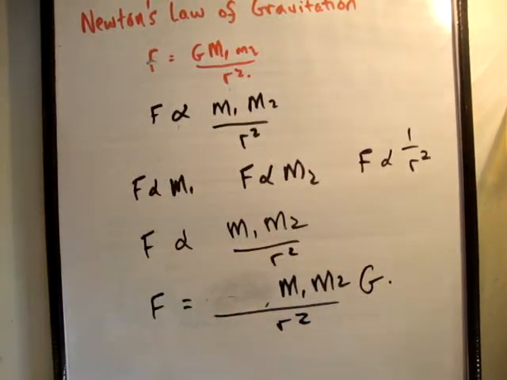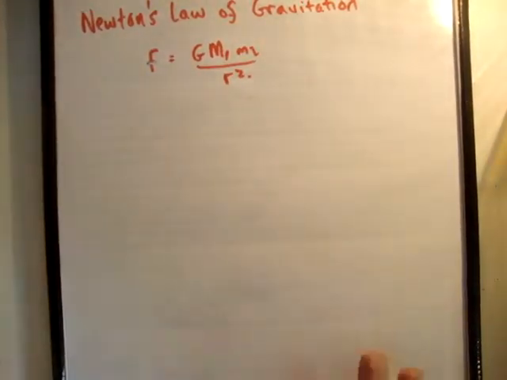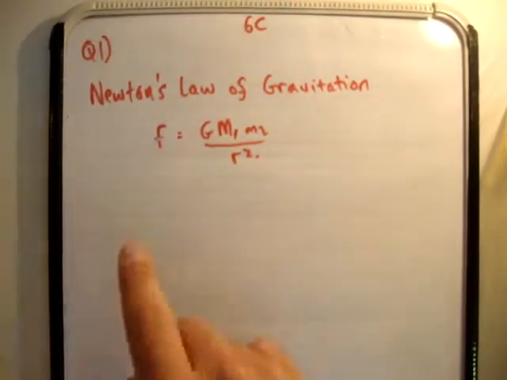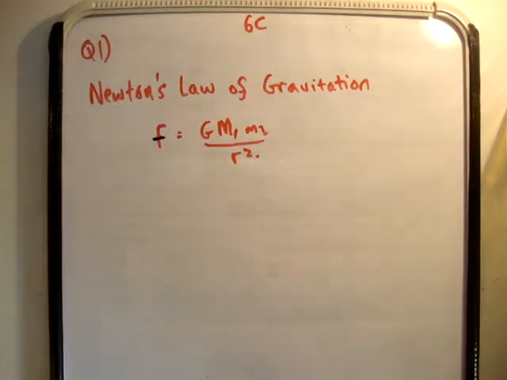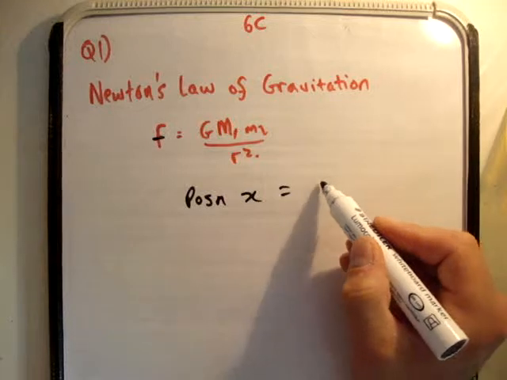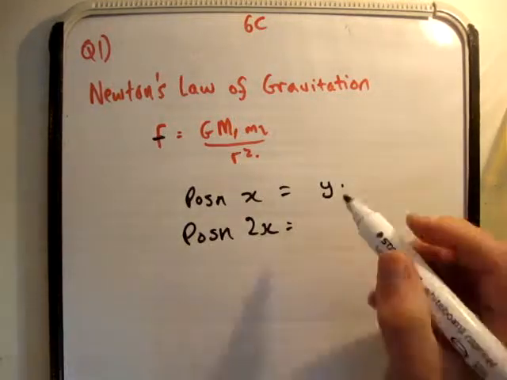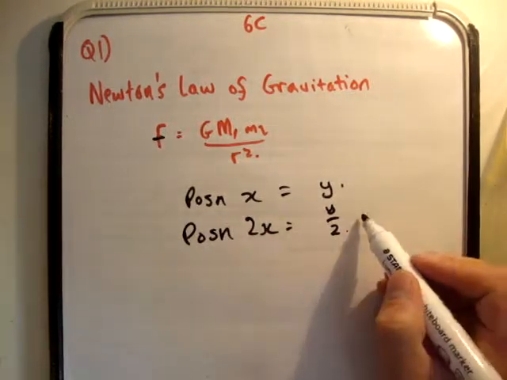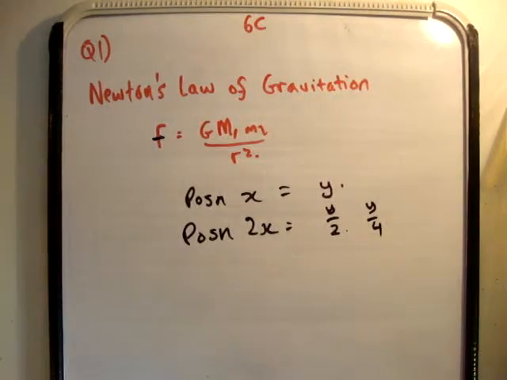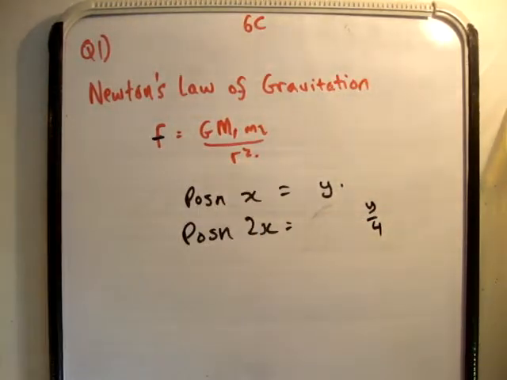The last thing I'd like to say about Newton's law of gravitation before I begin this question is that the force falls off at 1 over r squared. What does that mean? It means that if you are twice as far away, so if your force at position x is equal to y, then at position 2x your force isn't y over 2, it's actually y over 4, because it falls off with the distance squared. This also tells you that we're talking about radii, so circular or spherical volumes.